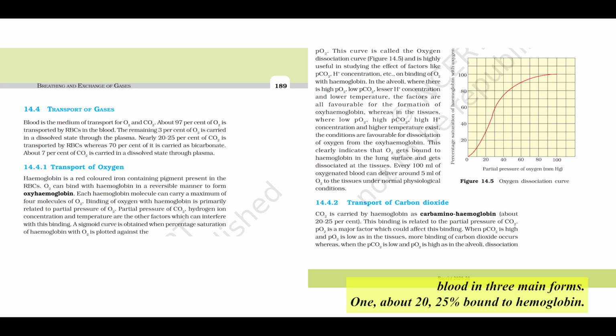1. About 20–25% bound to hemoglobin. CO2 can also bind to hemoglobin, but it attaches to a different part than oxygen. It binds to the amino groups of the globin protein chains, forming carbaminohemoglobin, HbCO2.